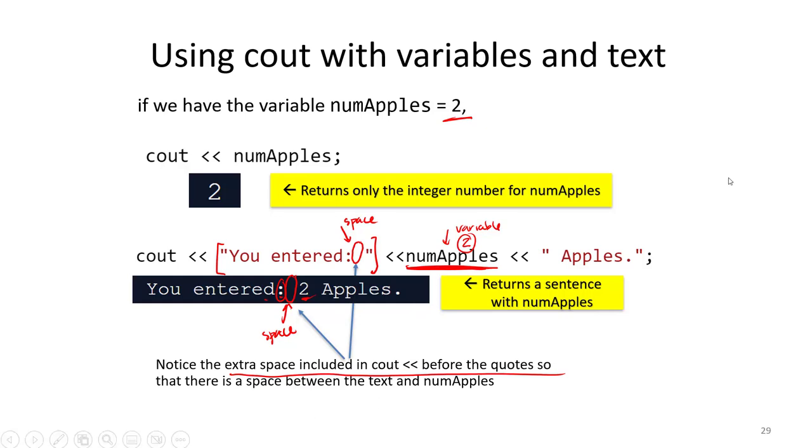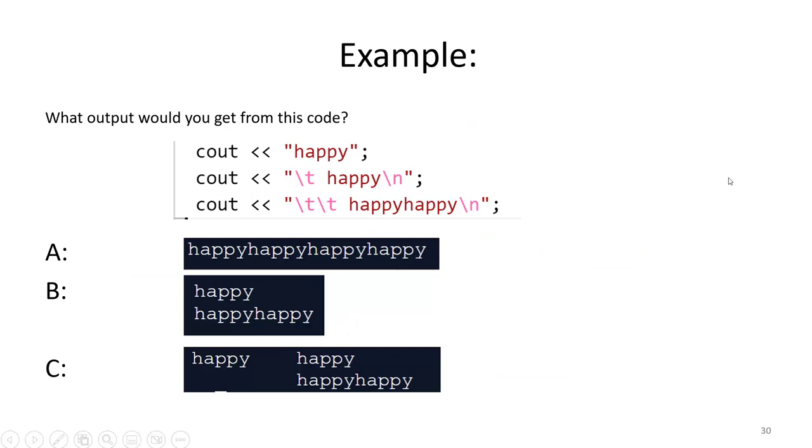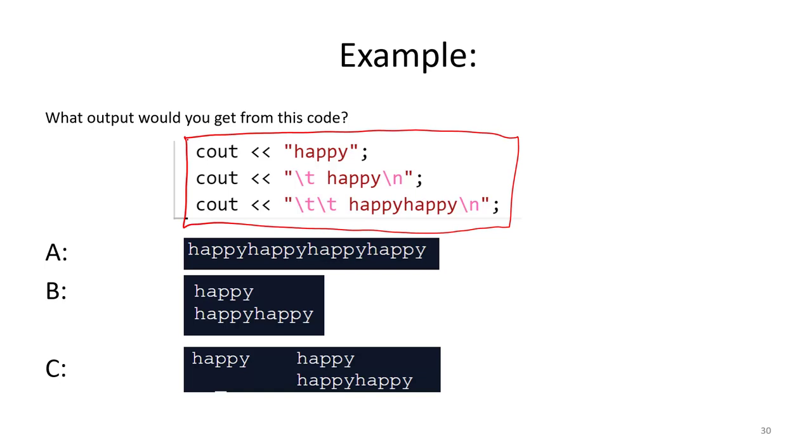Let's try another quick practice. Suppose we had this code. Assume that all the headers and main function are present so that it would run as intended. Take a moment and think: what output would you get from this code? Pause the video if you'd like and think about it.